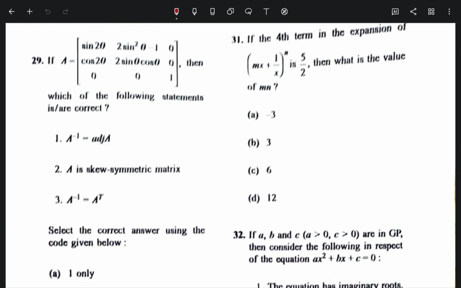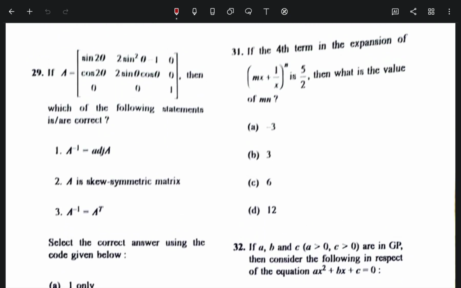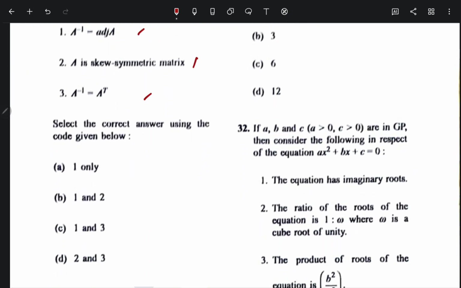So 29, there was a problem with the question regarding the answers.